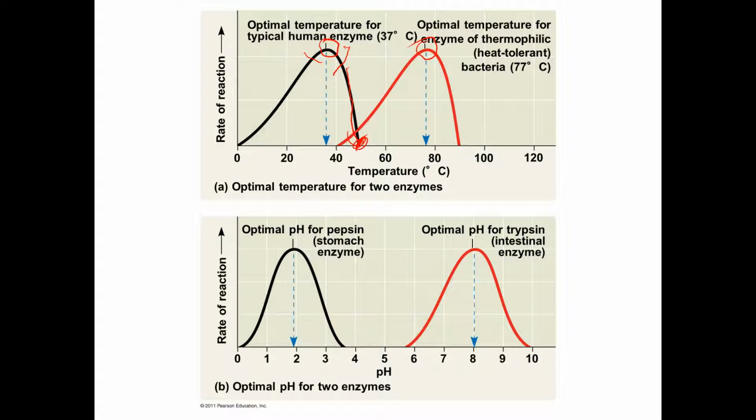But look here, for your bacterium at that same temperature, their enzyme's functional. And as you increase the temperature, the rate of chemical reactions increases. It's most efficient at 77 degrees Celsius, and then it drops somewhere around 90, and it's no longer functional. Again, their proteins can denature.